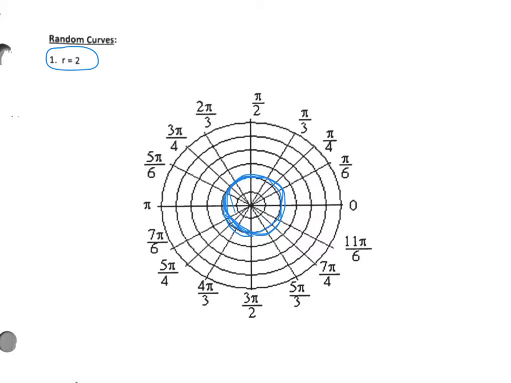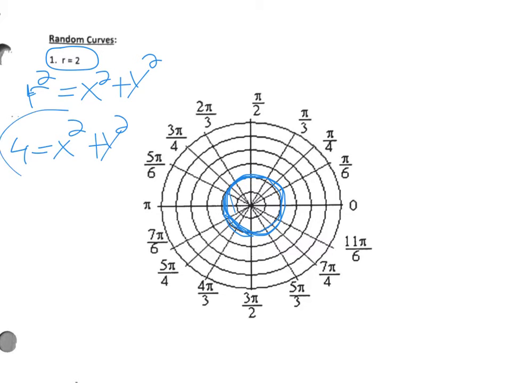That's it. Another way of looking at it: remember r squared equals x squared plus y squared? So if I put this in rectangular form, if I square both sides, I would get r squared equal to 4. So you would have 4 equals x squared plus y squared. And that's what we just graphed. It's a circle. The origin is the center, and it has a radius of 2.